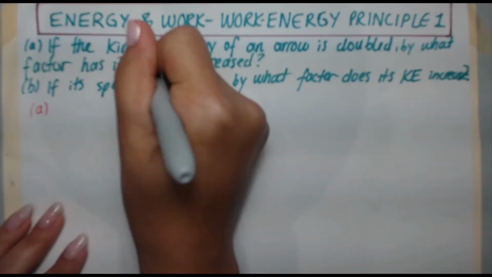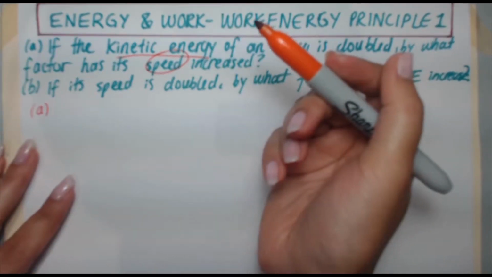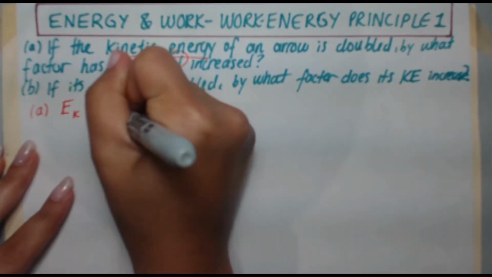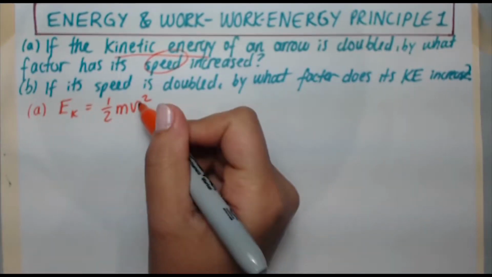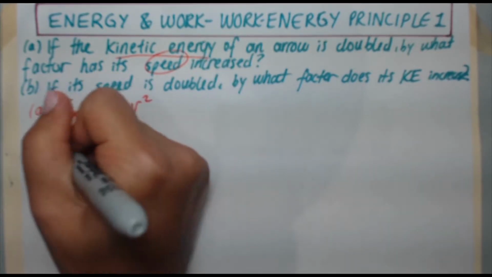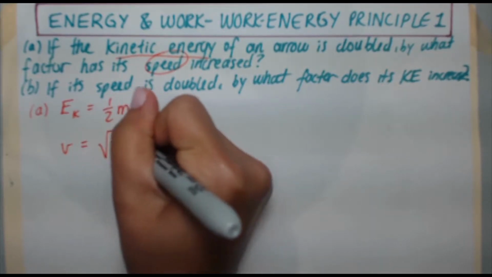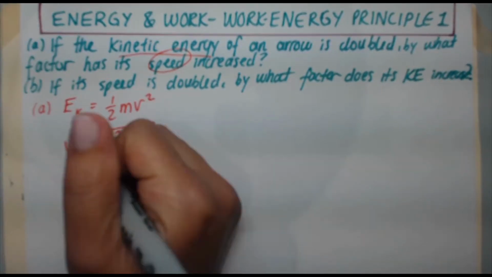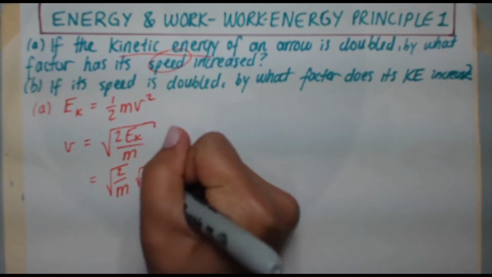Okay, we're dealing with kinetic energy, and we want to know how its speed is affected and by what factor it increases. The formula for kinetic energy is 1/2 mv squared. Since we want to know how speed is affected, let's isolate for v. In other words, multiply both sides by 2, divide both sides by m, and then square root the entire expression. So you're going to end up with v equal to the square root of 2 Ek over m. Now, constants aside, what you've got here is root 2 over m times root Ek.